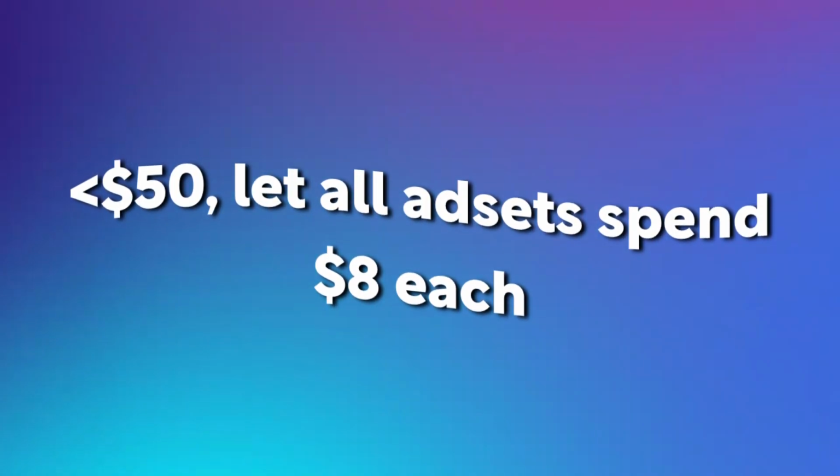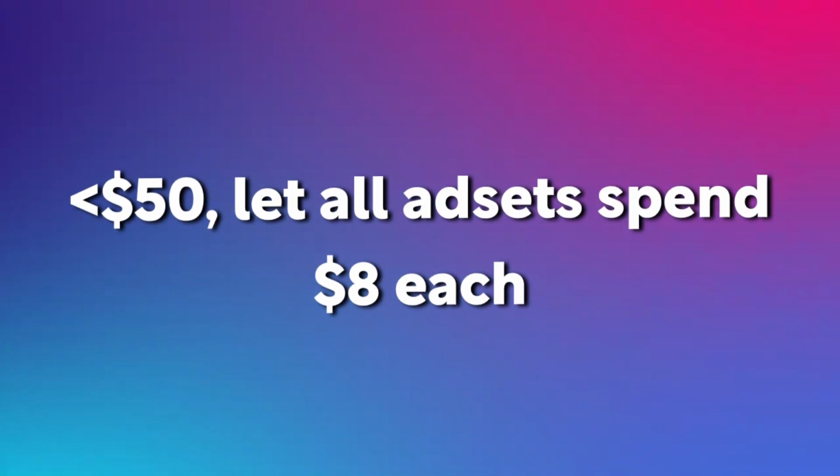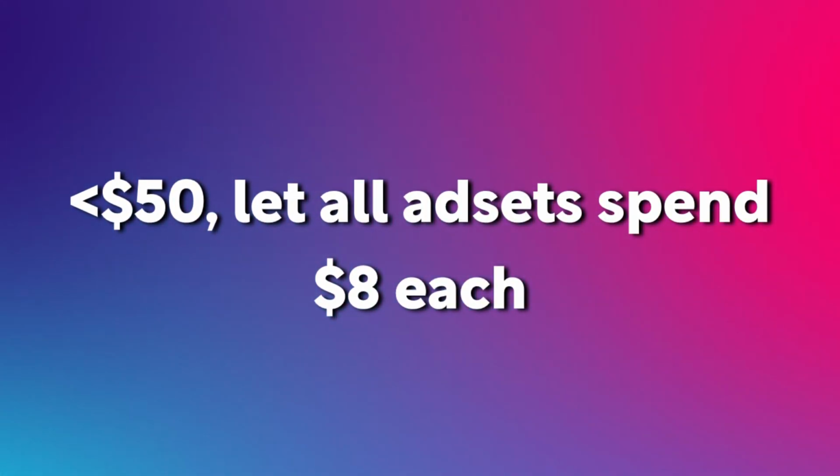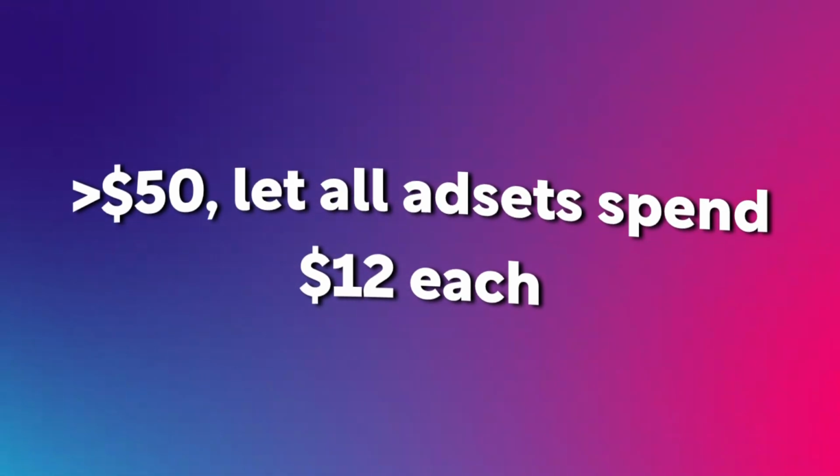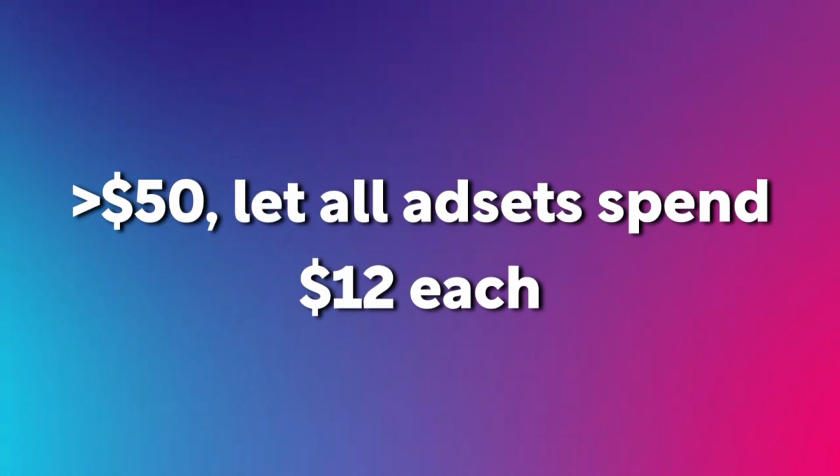So if you have a product which you're selling at a sell price of less than $50, and by that I mean sell price plus the shipping price, like the total cost that the customer will have to pay before they can purchase from your store. If it is less than $50, then let your ad sets spend $8 each and then turn them all off. And if it is over $50, let all your ad sets spend $12 each. They're all going to reach that amount at different times, so you have to be constantly checking the ad manager.